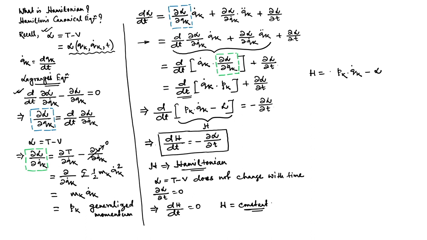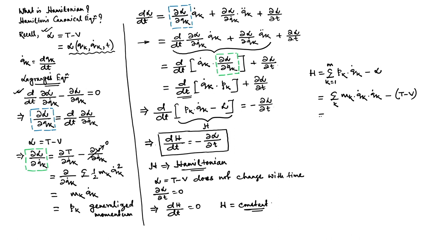Now, if we have a particle, then for the complete set of particles, we have to sum them up, right. And then we know what is the expression of p_k. So, if I write that down, it will be summation over k. I am not writing the range of k. So, it will be m_k times q_k dot times another q_k dot, because that is already there, minus, in place of L, we can write T minus V.